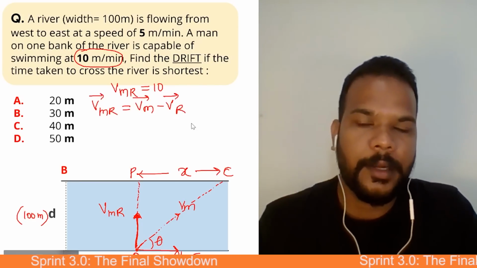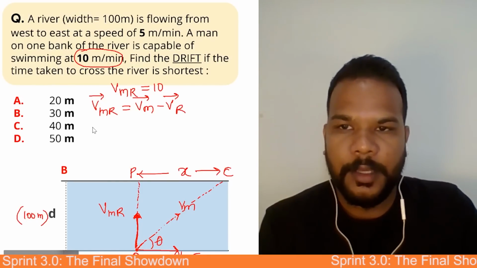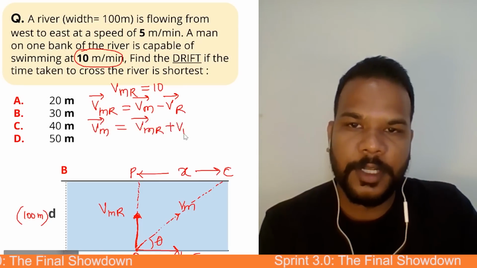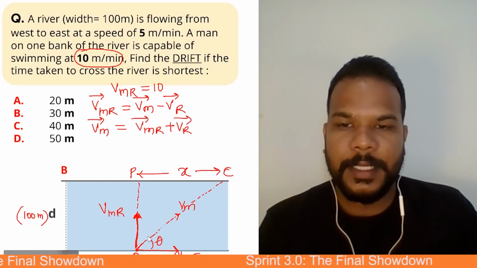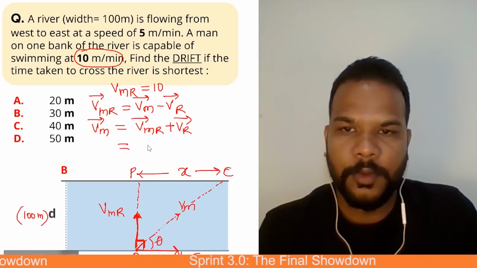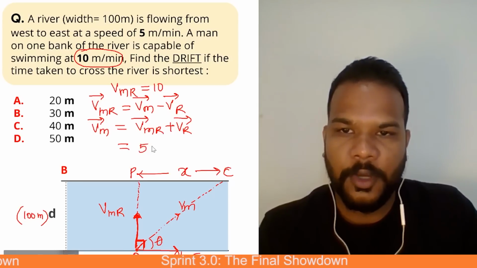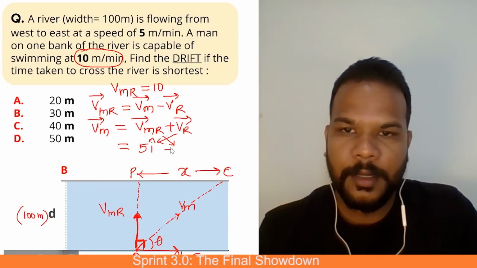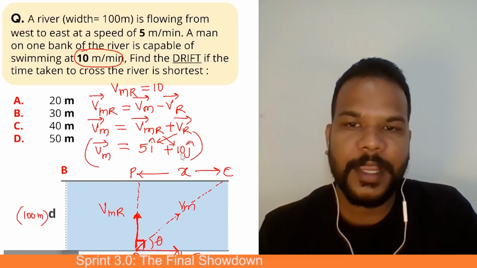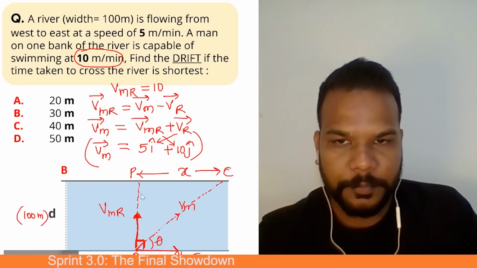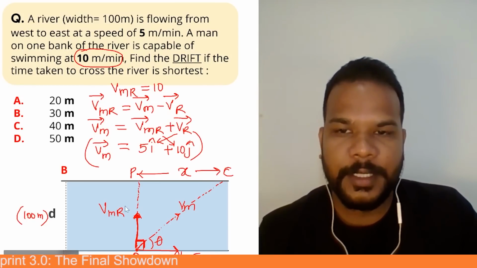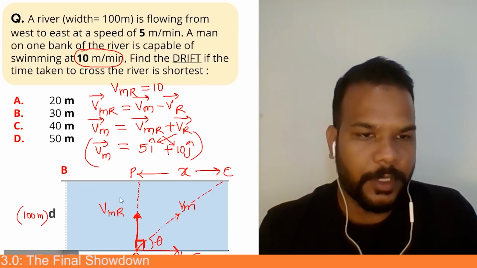This is how we write the relative velocity equations. So the velocity of man vector comes out to be velocity of man with respect to river plus velocity of river. Okay guys, and you can see that these two are perpendicular to each other. That means this value comes out to be Vr is 5, so let's call it 5 i cap, and this one is 10 j cap. So velocity of man as seen from the ground is 5 i cap plus 10 j cap, which simply means that because of the 5 velocity it is getting drifted to the right side, and because of the 10 velocity it is moving towards the direction of crossing the river.